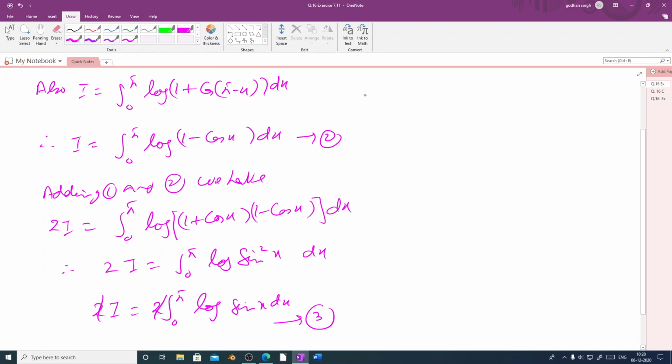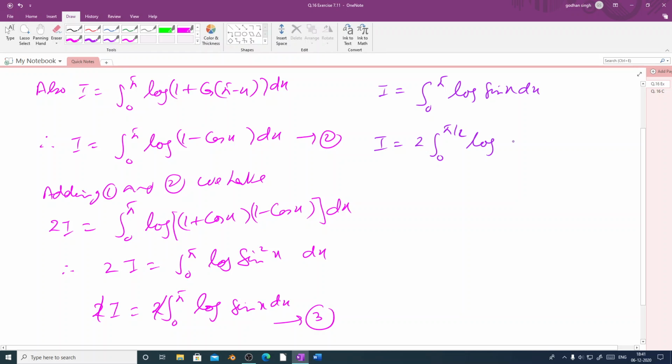Now I equals the integral from 0 to pi of log sin x dx. If we apply P4 here, it will not be of any help, so we'll apply property P6. So we get I equals 2 into the integral from 0 to pi by 2 of log sin x dx. Why? Because sin x is the same as sin(pi minus x), so we can apply P6, and by applying P6 the limits change, otherwise the limits remain the same. If you apply P4 there is no change at all, so it would be of no help. This is why we applied P6.